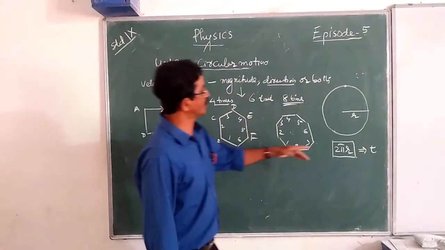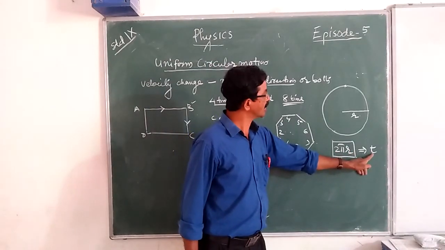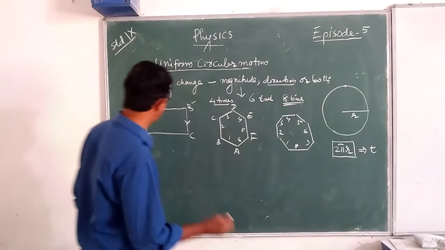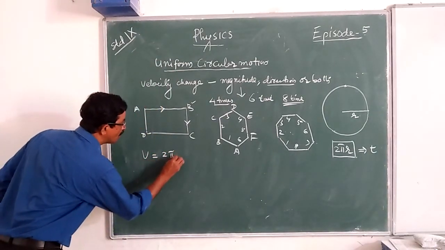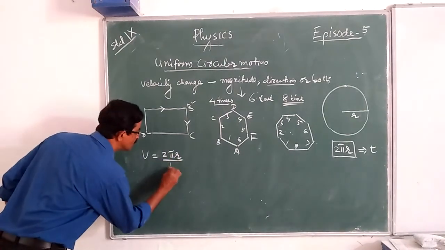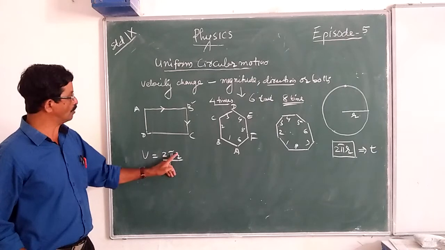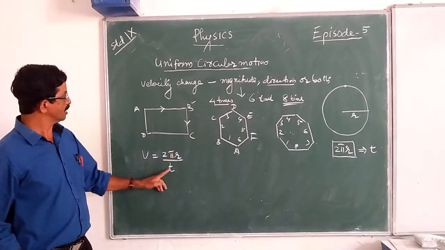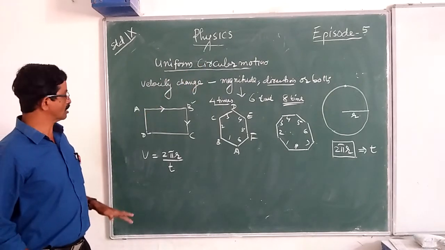To cover this distance 2 pi r, he takes a time t. Then the velocity v is equal to 2 pi r divided by t. This velocity v equal to 2 pi r by t is the velocity along this circular path.